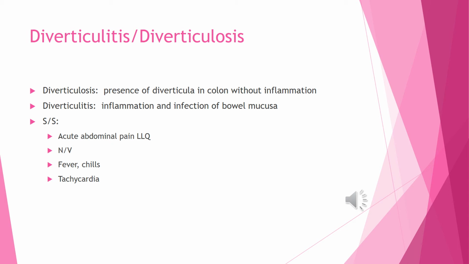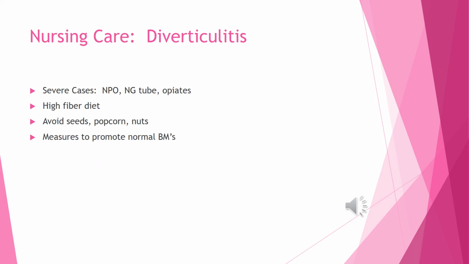A client is going to have acute abdominal pain in the left lower quadrant. So again, there we have a location of pain, nausea, vomiting, fever, chills, and tachycardia. And for some of these flare-ups, this is actually an experience that they're going to be hospitalized for. Like I said in the previous slide, if it's a severe case, they're going to be NPO, they're going to have an NG tube, they're probably going to be on opioids for pain. And this is where they're going to be hospitalized and have some very severe symptoms.